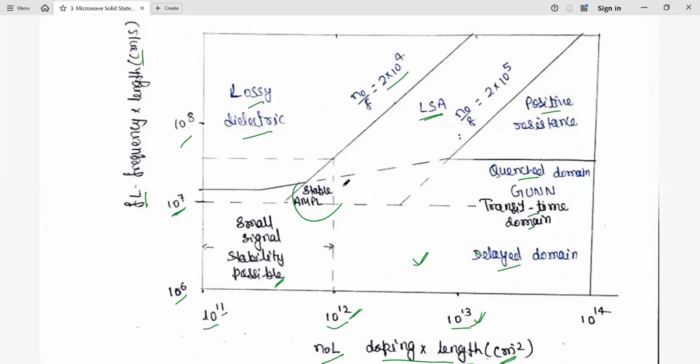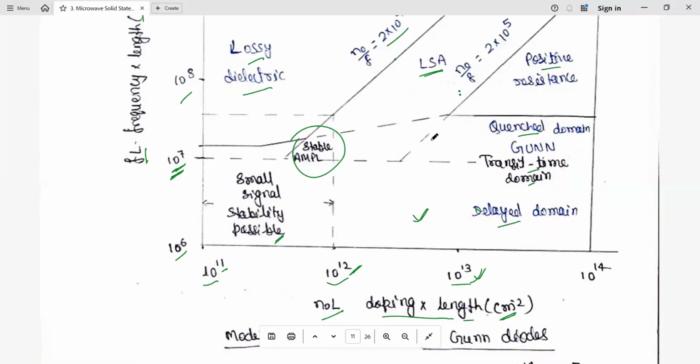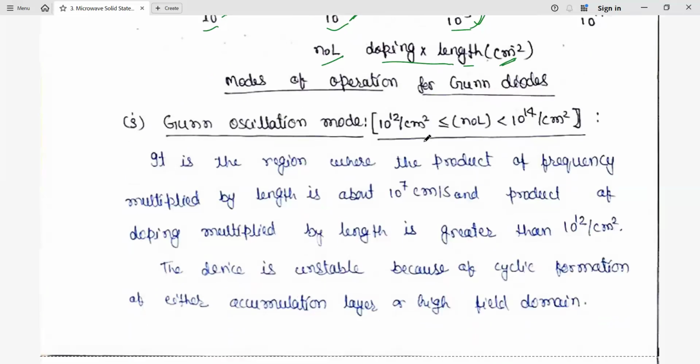And here we have stable amplification, in the portion where fL is more than 10 to power 7 and the product of N naught into L is below 10 to power 12. This diagram only we are going to discuss in detail.